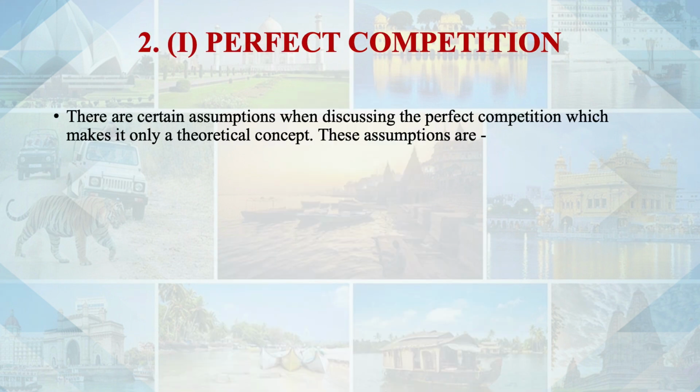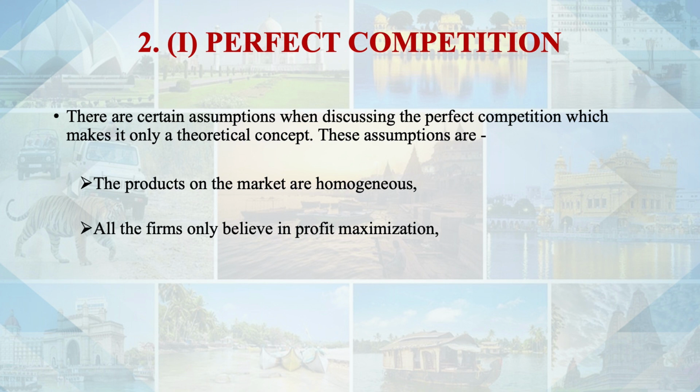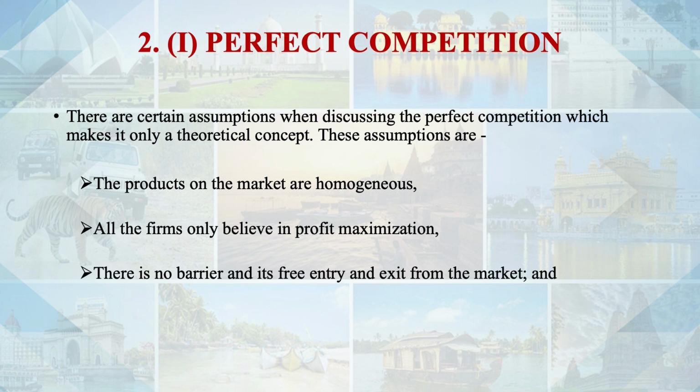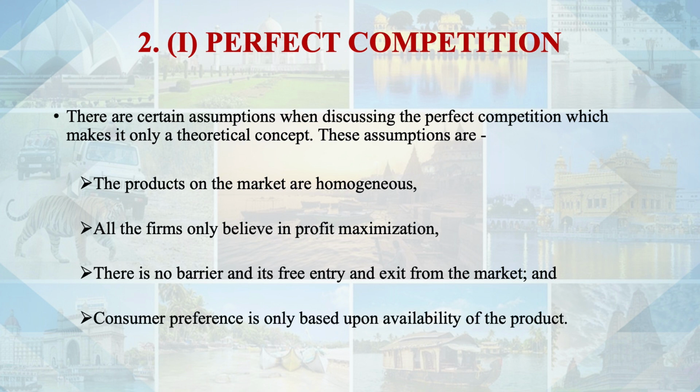There are certain assumptions when discussing perfect competition which make it only a theoretical concept. These assumptions are: the products on the market are homogeneous, all the firms only believe in profit maximization, there is no barrier and it's a free entry and exit for the market, and the consumer's preference is only based upon availability of the product. Now comes the second type of competition or market structure.